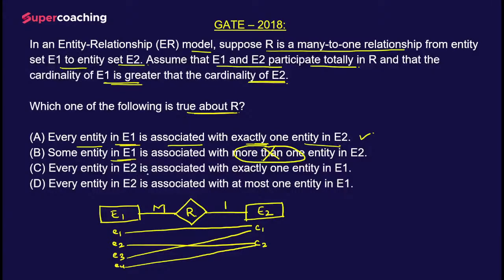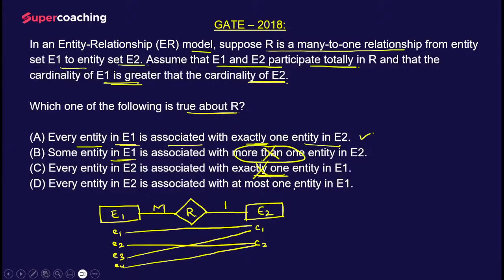Every entity in E2 is associated with exactly one entity in E1. E2 की हर एक entity E1 की exactly एक ही entity से related है. E2 में C1 is it related to only one entity in E1? No. C1 is related to E1 and E3. So this is incorrect. Every entity in E2 is associated with at most one entity in E1.